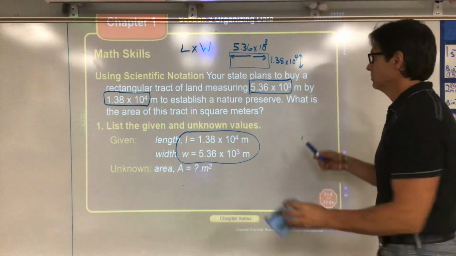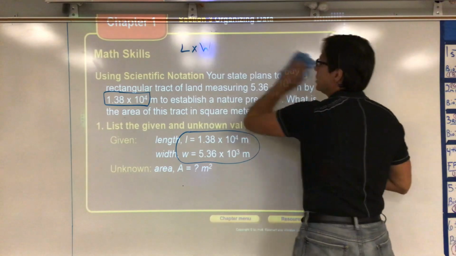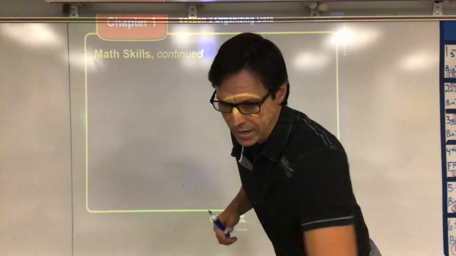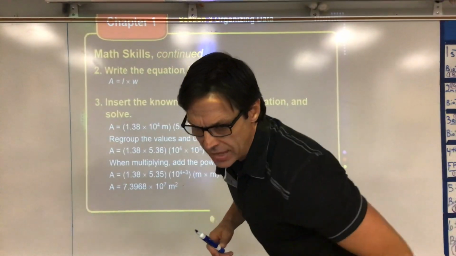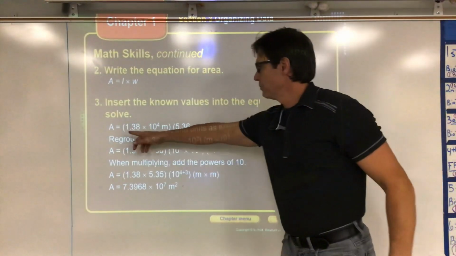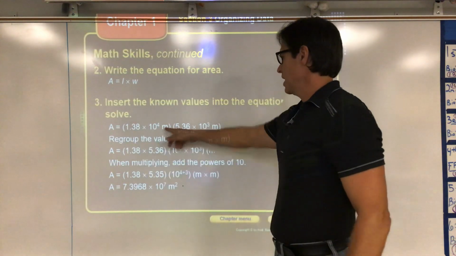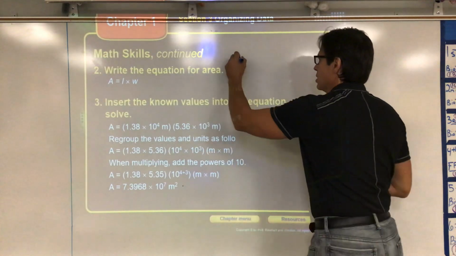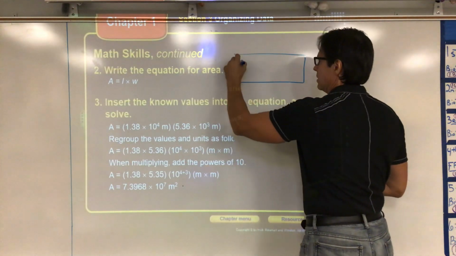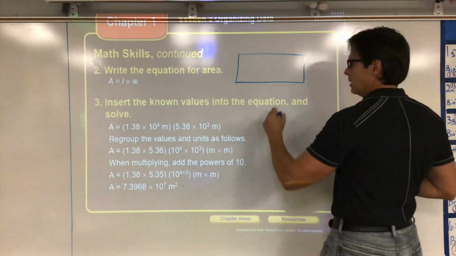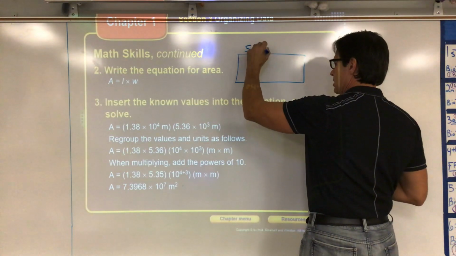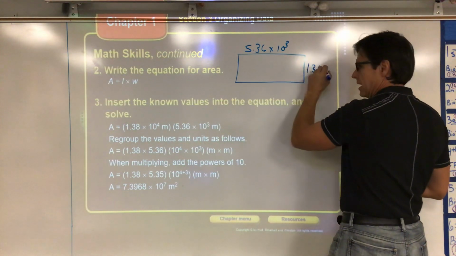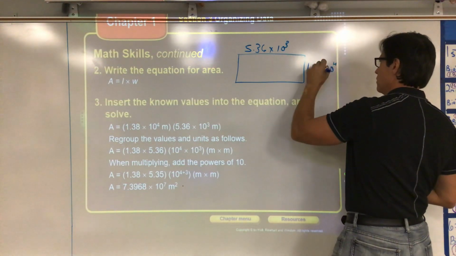Everybody see that? That's the nice thing about the video: when I erase it, you have it as I go to the next slide. So there it is. Area equals length times width, just like it showed. L times W. So here's my rectangle. Length is 5.36 times 10 to the 3rd, and width is 1.38 times 10 to the 4th.